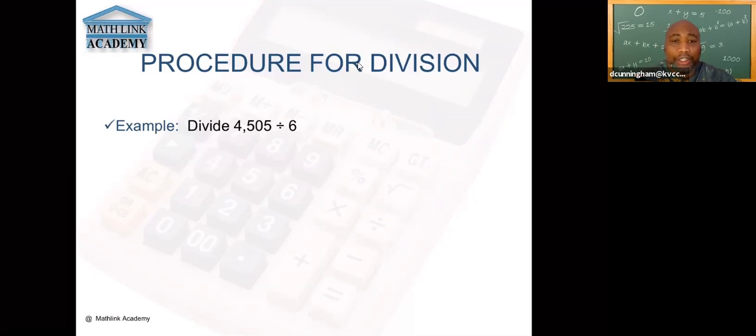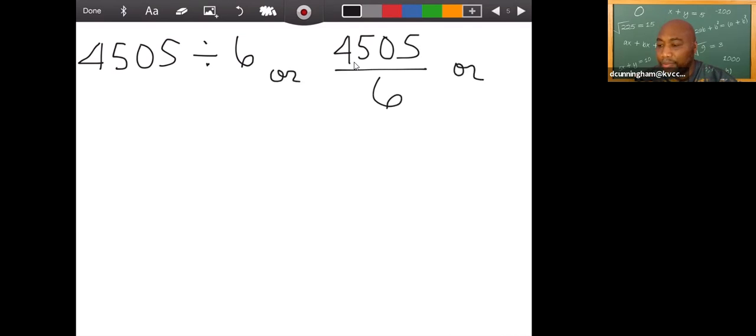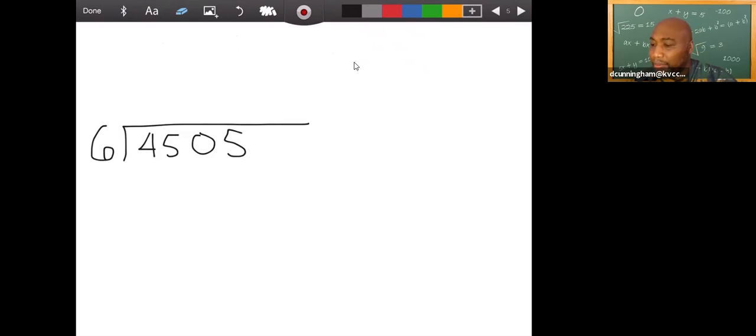Let's look at some procedures for division. We did one earlier. Let's do another one, and we'll take this problem to our whiteboard. So here's our problem: 4,505 divided by 6. A couple ways we could look at it. We could write it like this, divided by 6, or we're going to do the long division, where we have a divisor, 6, and ask how many times it goes into 4505. So we're going to write it that way. I'm going to erase the first one and do a long division. So let's go along with this problem and see how we can do this.